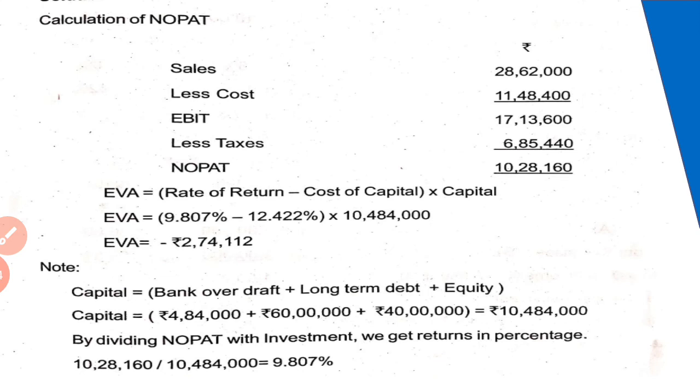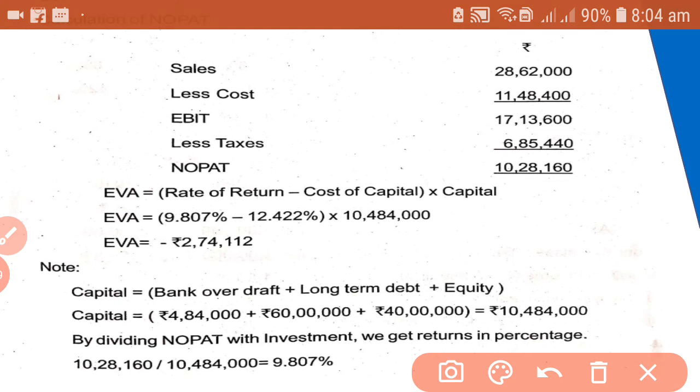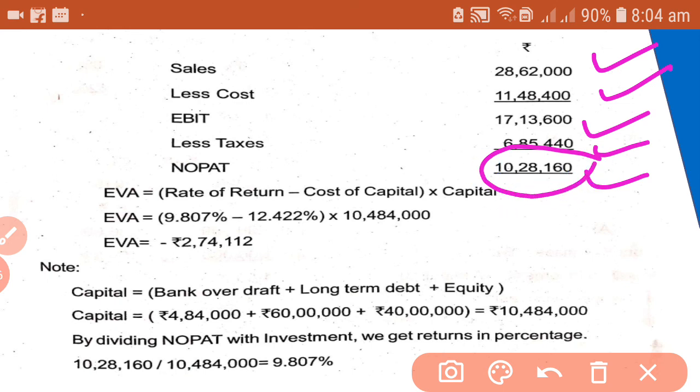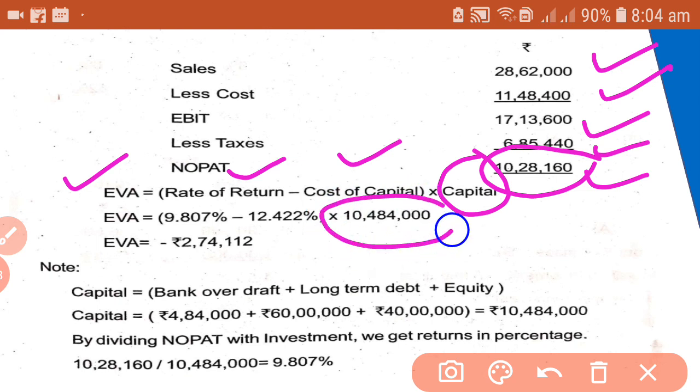Here in this problem, the method used is sales less cost gives EBIT, less tax gives NOPAT. NOPAT here is 10,28,160. Then EVA is calculated as capital into rate of return minus cost of capital. EVA is equal to capital amount 104,84,000 into rate of return, which is calculated as 9.802, minus cost of capital.